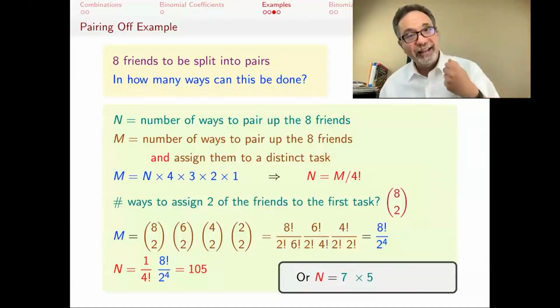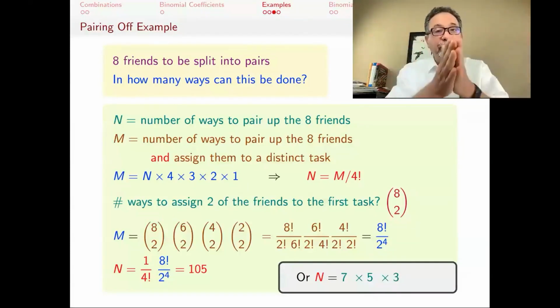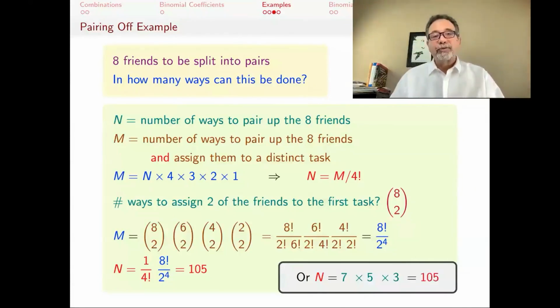Now again from the remaining 4, I say the tallest one come forward, and I give them a partner, and I have 3 choices. And at the end, I have 2 people left, and they have to be partners. So the answer is 7 times 5 times 3, which is 105. So that was slightly simpler. But the point here was to show you how you use binomial coefficients.